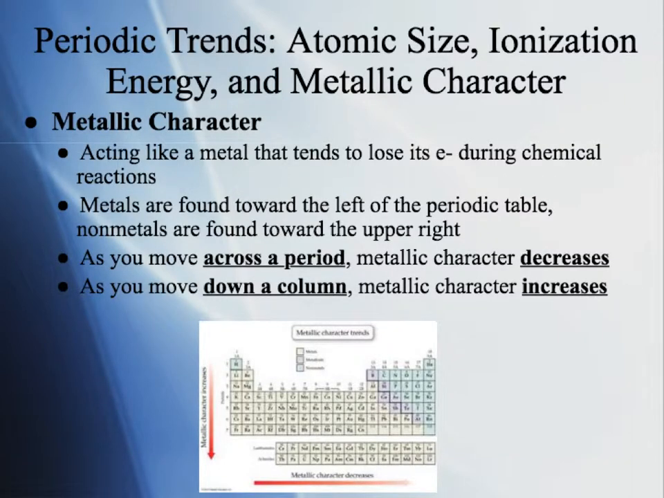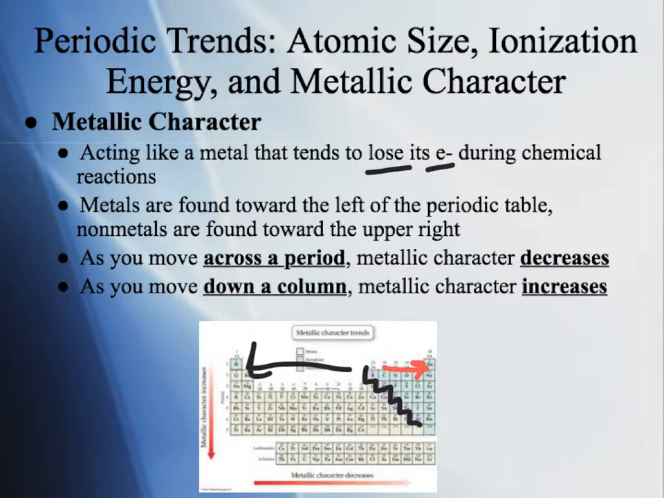All right, the last periodic table trend we're going to talk about is what we call metallic character. As the words describe, it's acting like a metal. If you have metallic character, you're acting like metals. And what do metals do? Metals lose electrons. Remember that metals are found towards the left-hand side of the periodic table, to the left of the staircase that's right there, and nonmetals are found to the right of that staircase.